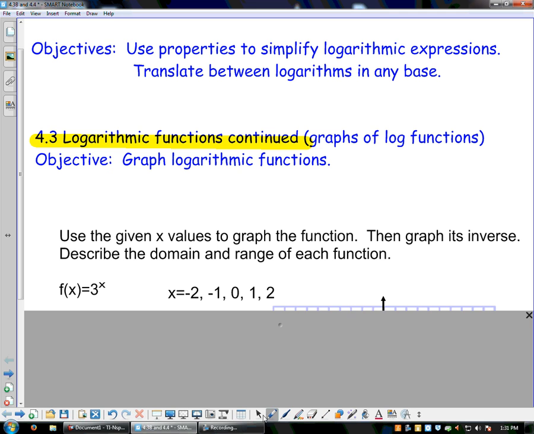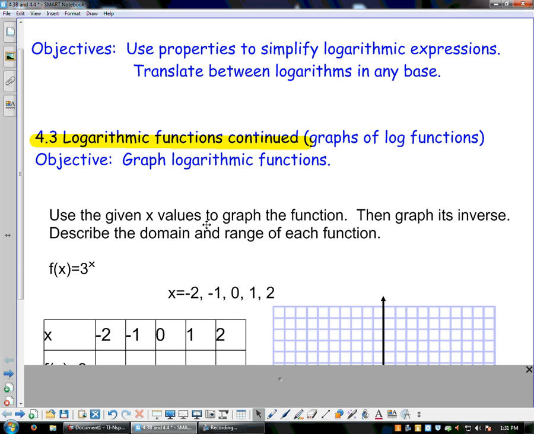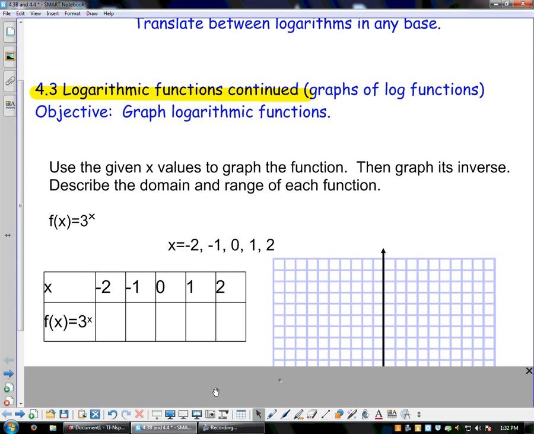Continued, and we're going to talk about how to graph the logarithmic functions. So, for example, let's say we wanted to graph f of x equaling 3 to the x. I know that's not a logarithmic function, but it is an exponential function. We've done some like this, so I know that you know that if we plug in -2 for x, we would get 3 to the -2, which is 1 over 3 squared, which is 1/9. So I can put 1/9 right there.